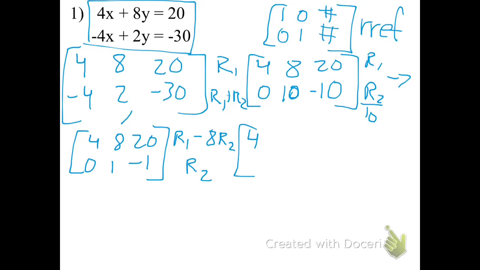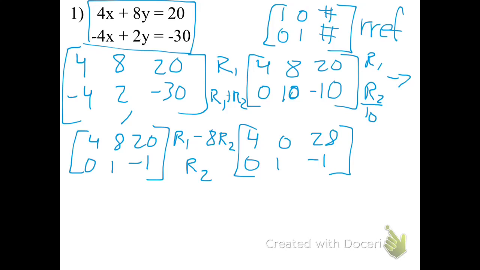Now you have to do the next line here. 1 times 8 is 8, and you subtract that from the 8 here to get 0. And now we have to do 20 minus 8 times negative 1. 8 times negative 1 is negative 8. 20 minus negative 8 is positive 28. And we have 0, 1, negative 1 still.